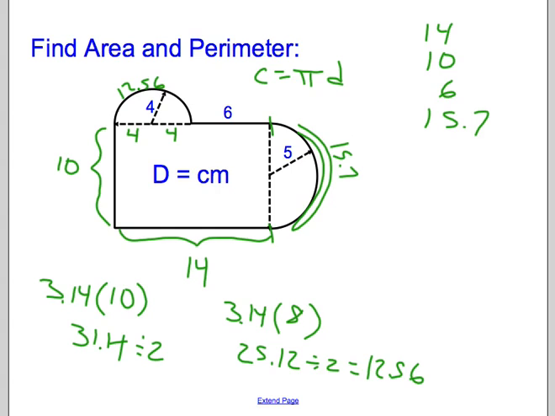12.56. And add that to this. 10, 11, 12, 13, 18. Very good, mathematician. And that is in centimeters.